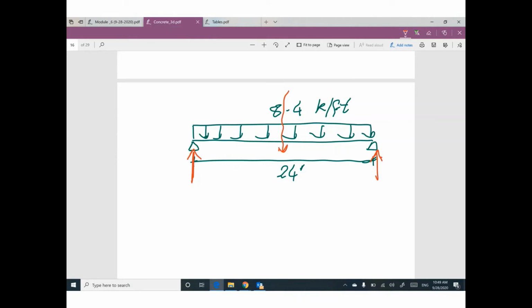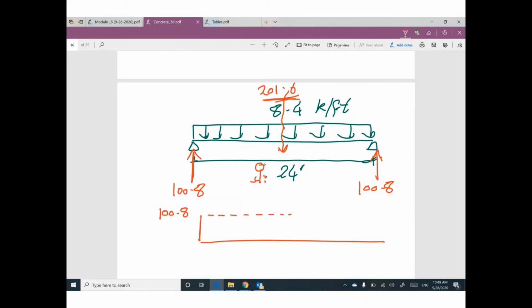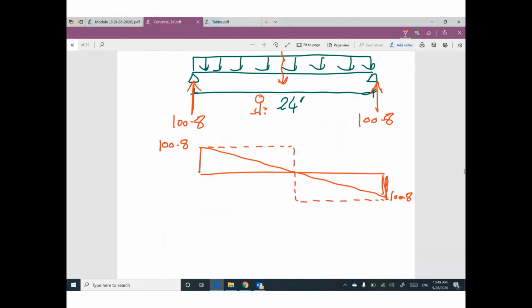This one will be 201.6. This reaction will be 100.8, 100.8. I just divide this one by 2 because it's symmetric. Go up from your left. From my left, I will go up 100.8. Move dotted until you find this equivalent. I will go down, then keep walking until here you will close to 0. So your shear force diagram looks like this. This one will be 100.8 also. This is called the shear force diagram.